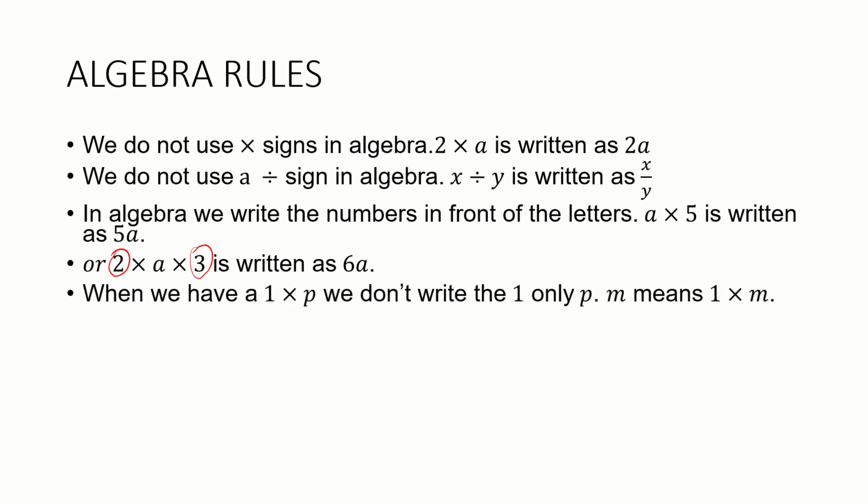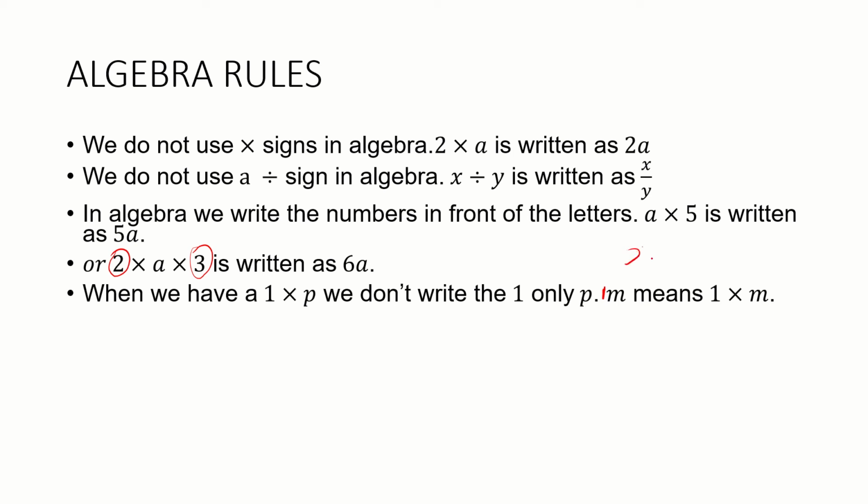When we have a 1 multiplied by p, we don't write the 1. We only write p. Which means that if I have 1 multiplied by m, it is the same as m. Just in front of m, there's 1, but we don't write it. So mathematically in algebra, in front of every variable, if there's no number in front of that variable, you must know that there is 1 in front of that variable, but we do not write it. Guys, that is very important.